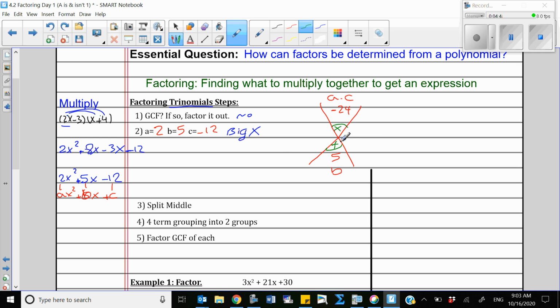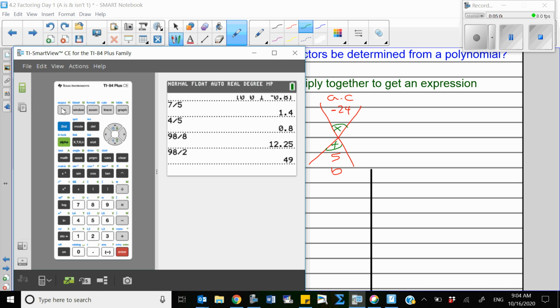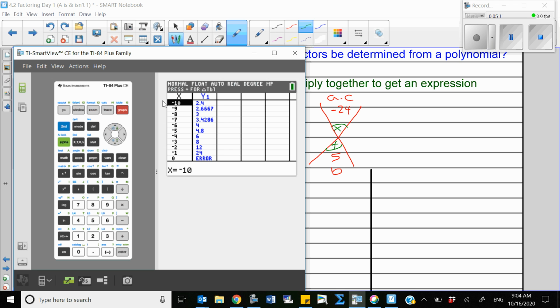Sometimes it's easy to do this operation in your head, but sometimes it's a little bit hard, so we can use our calculator. So I'm going to use my calculator this time to let you know how we can find that using our calculator. So you can go to y equal to, and here write the a times c, which is negative 24 here, divided by x. Okay, so that's what you need to do. And then you go second table, and this is going to give you all the factors of negative 24. Okay, so let's see what numbers could give us negative 24.